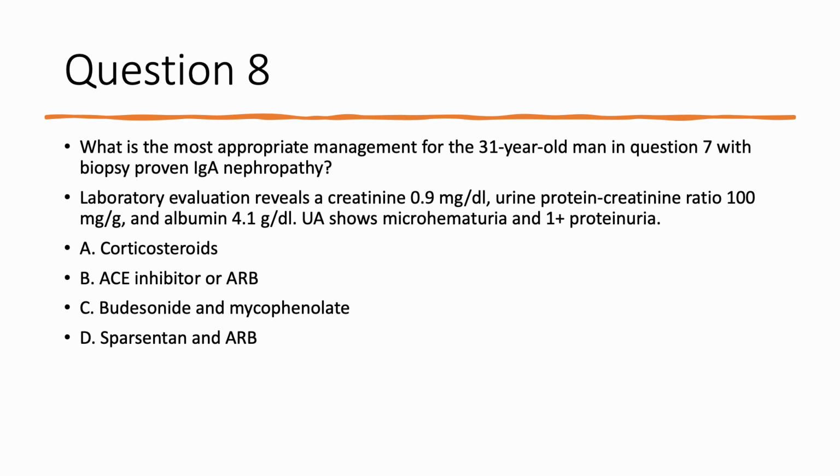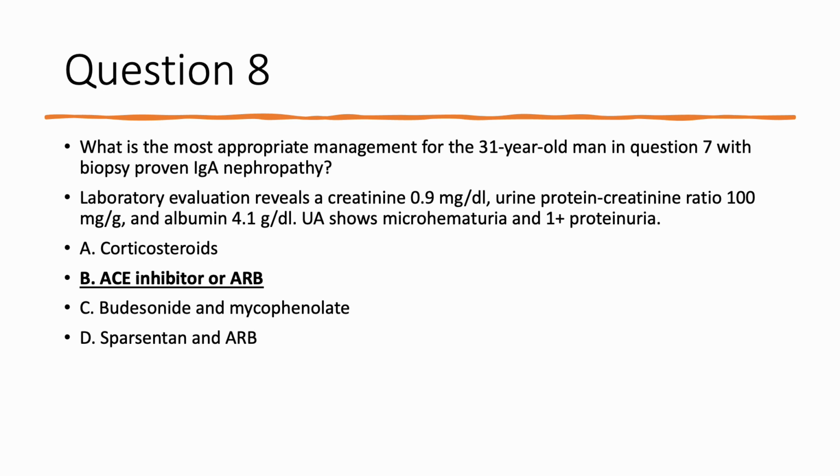So are we going to treat with corticosteroids? Are we going to treat with an ACE or an ARB? Are we going to treat with budesonide and mycophenolate, or are we going to treat with sparsentan and an angiotensin receptor blocker? So you can pause for a second or as long as you wish, and the answer is going to be on the next slide. The correct answer is ACE inhibitor or ARB.